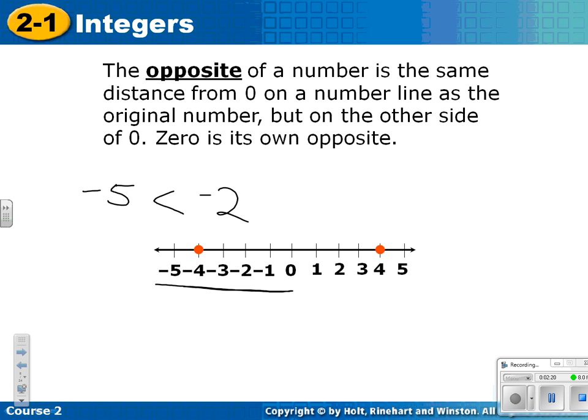No. 0 is 0. It's not negative or positive. No, it's 0.